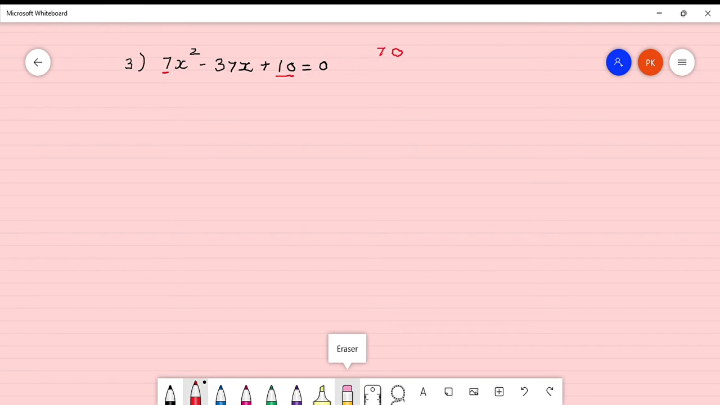37. So start checking, first 2. So with 2 the factor is 35, and there itself you get the pair. The sum of 2 and 35 is 37. I want negative 37. So negative 2 and negative 35.